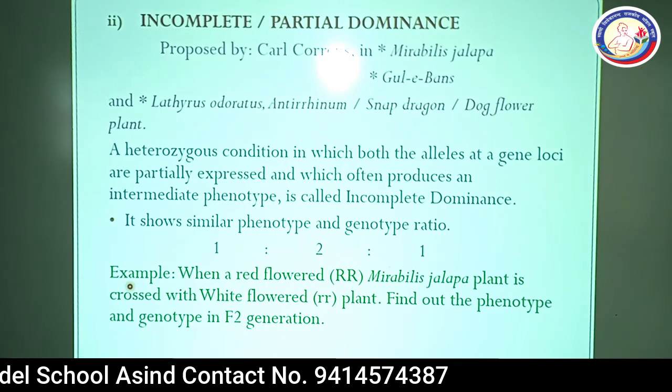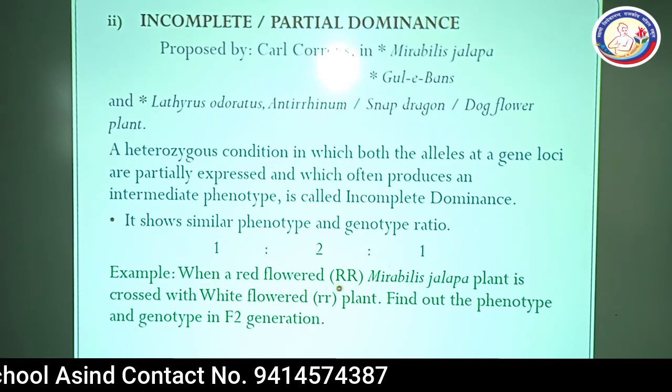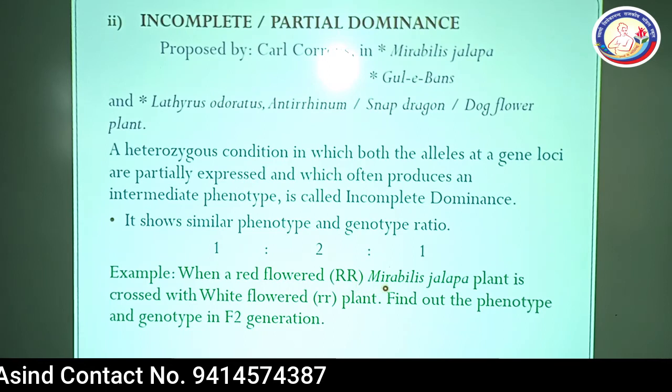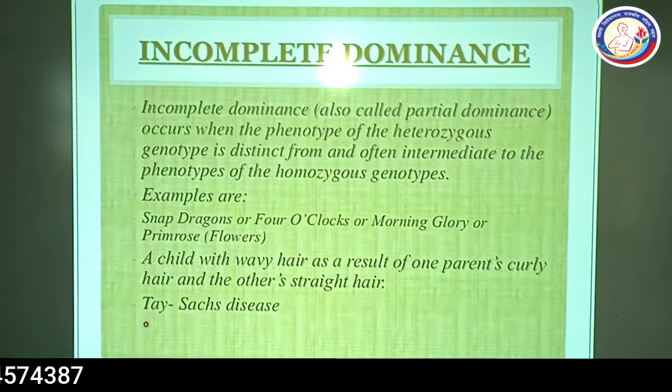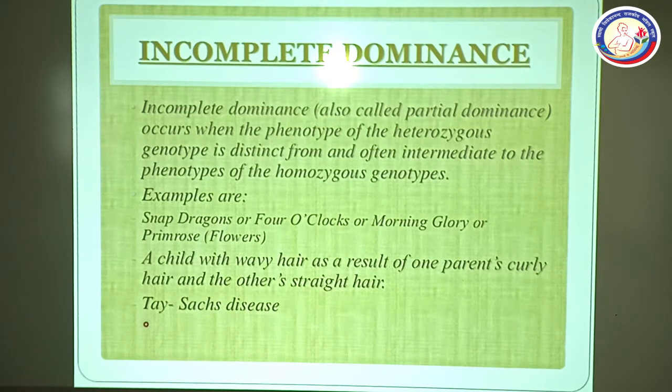Have a look here. Example: when a red flowered capital R Mirabilis jalapa plant is crossed with a white flowered small r plant, find out the phenotype and genotype in the F2 generation. Again, some facts are given here.